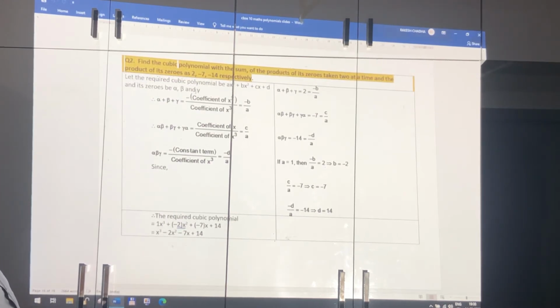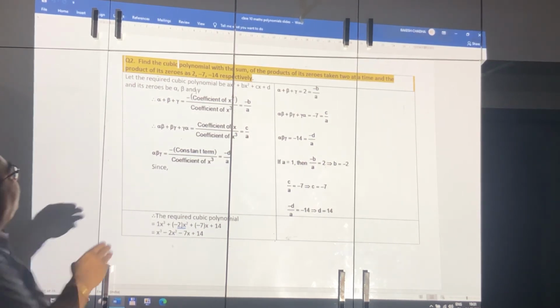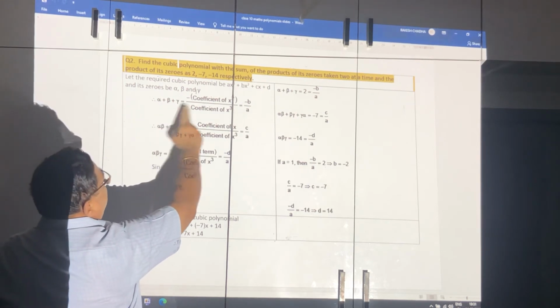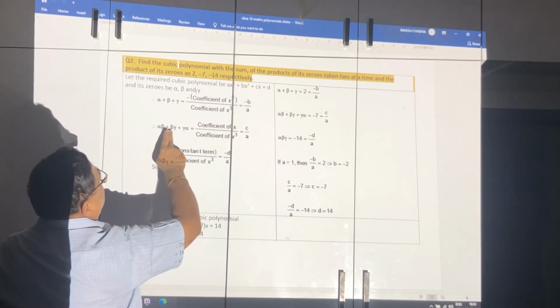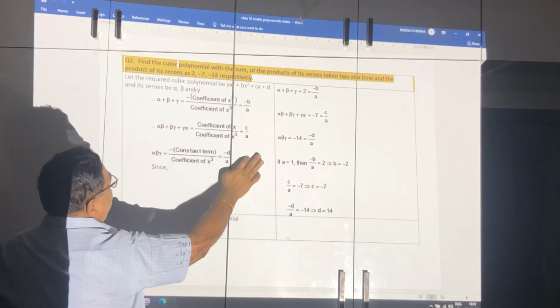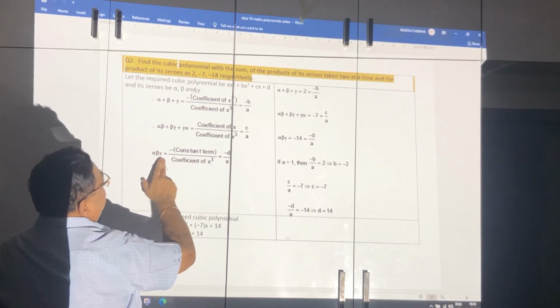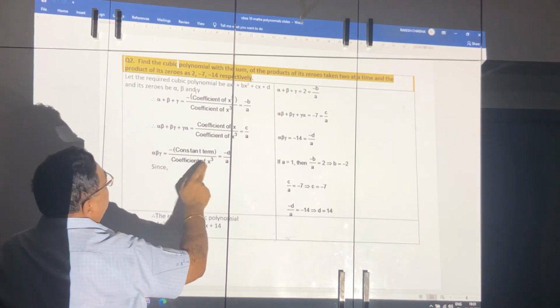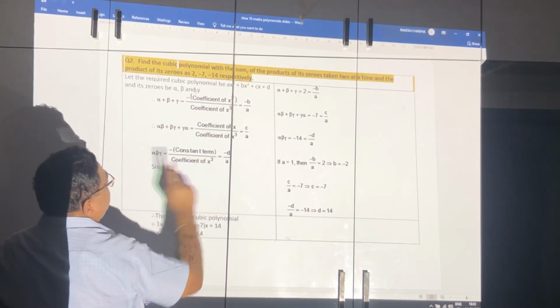Here, find the polynomial with the sum of the product of zeros taken 2 at a time, and product of zeros are these. We have to do 2 at a time, so we don't have to do 3 at a time, okay, for the cube. So no problem, my friends. Alpha plus beta plus gamma is minus b by a. Alpha beta plus beta gamma plus gamma alpha, the sum of the products, is c by a, and the product of only the roots, not taken 2 at a time, is minus d by a.